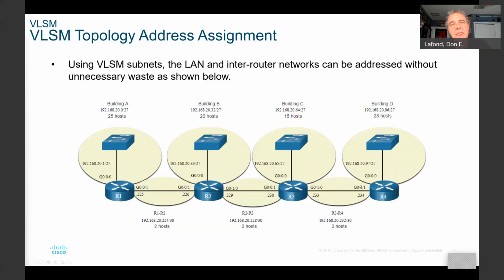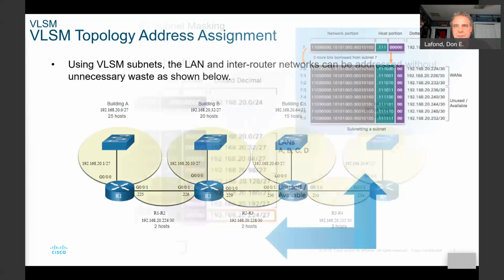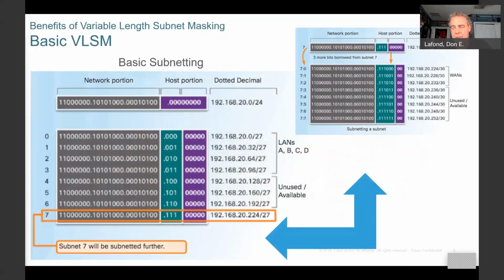So this is VLSM, and the reason we use VLSM is that we didn't waste any addresses. Of course, this top network needed 25 hosts, we gave it 32, but you can't break down any smaller than the 128, 64, 32, 16, 8, 4 that we've been learning all along. Those rules still apply.